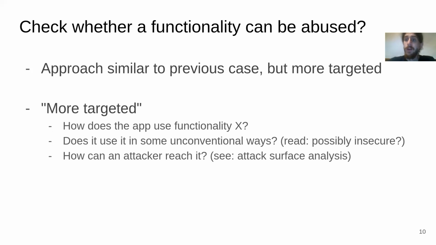An unconventional way could be, what is the proper way of implementing functionality X, and then you ask yourself, does this app actually follow the conventional and proper way of doing X? If not, well, maybe it could be just crappy code, but it also could be that it's actually vulnerable and potentially insecure, maybe intentionally so. Okay. And then of course you should also ask yourself, how can an attacker reach it? If the context is finding vulnerabilities and so forth.